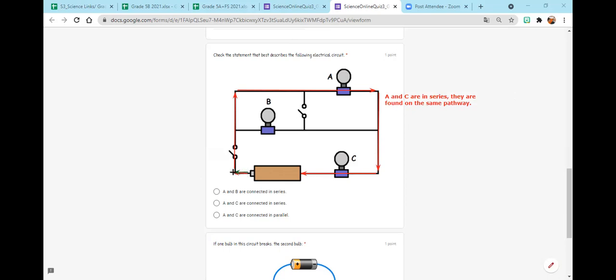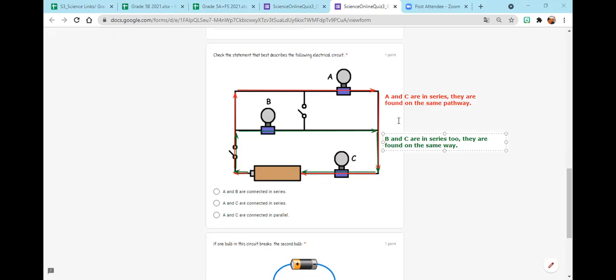The electric current leaves the battery, goes this way through light bulb B, and back to the battery through light bulb C. B and C also are found on the same pathway. What does this mean? B and C are in series too. They are found on the same way.